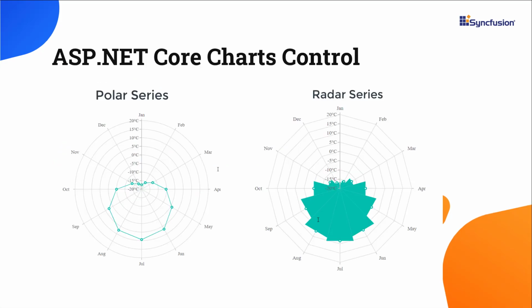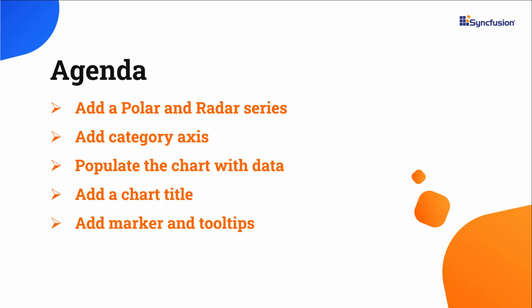The Syncfusion ASP.NET Core polar and radar charts are designed to visualize multivariate data as two-dimensional charts. Using these charts, you can represent 3 or more quantitative variables on axes that start from the same point. In this video, I'll show you how easy it is to add the polar and radar charts to an ASP.NET Core web application and populate data. I'll also show you how to add titles, markers, and tooltips.